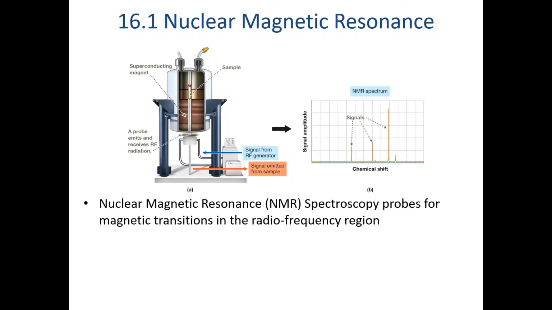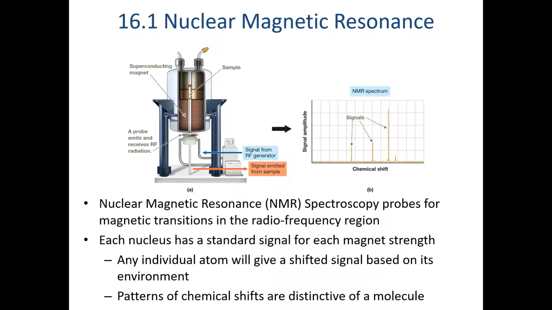Our NMR then takes that radio frequency range and probes it to see what types of transitions we have in that range. Every single nucleus will have a standard signal for each magnet strength if it has a spin. And so for proton NMR, we might have a standard signal that's around 60 megahertz. That's the signal for our instrument. Any individual atom will give a shifted signal based on its environment. And so if we have less electron density around a nucleus, we might actually see that shift to a higher signal. And that move gives us a pattern that's distinctive of that particular molecule and the types of chemical environments that it's in.